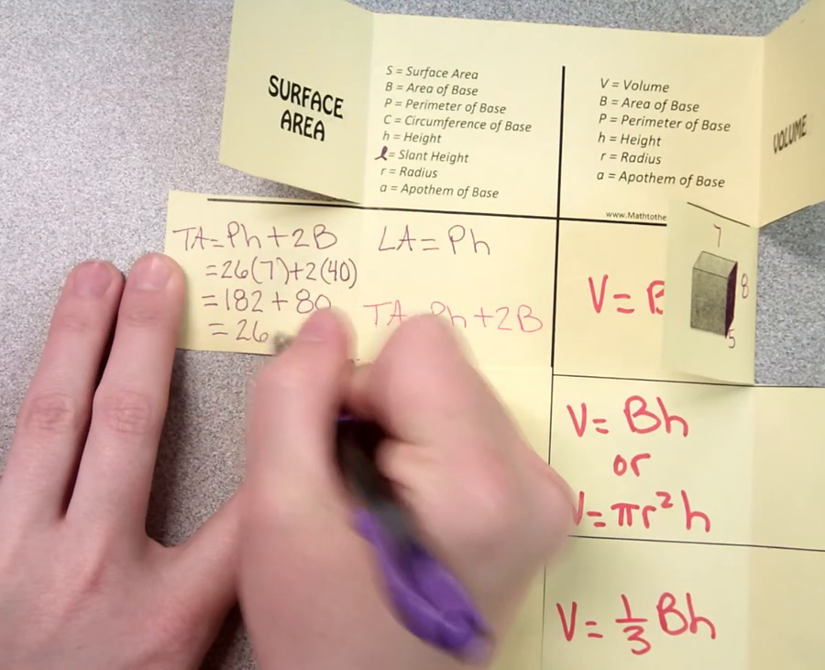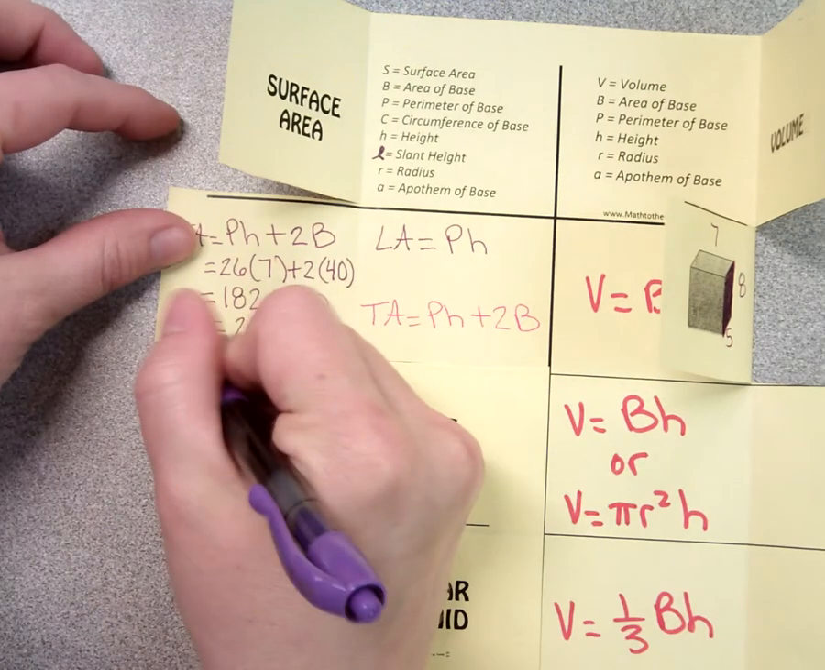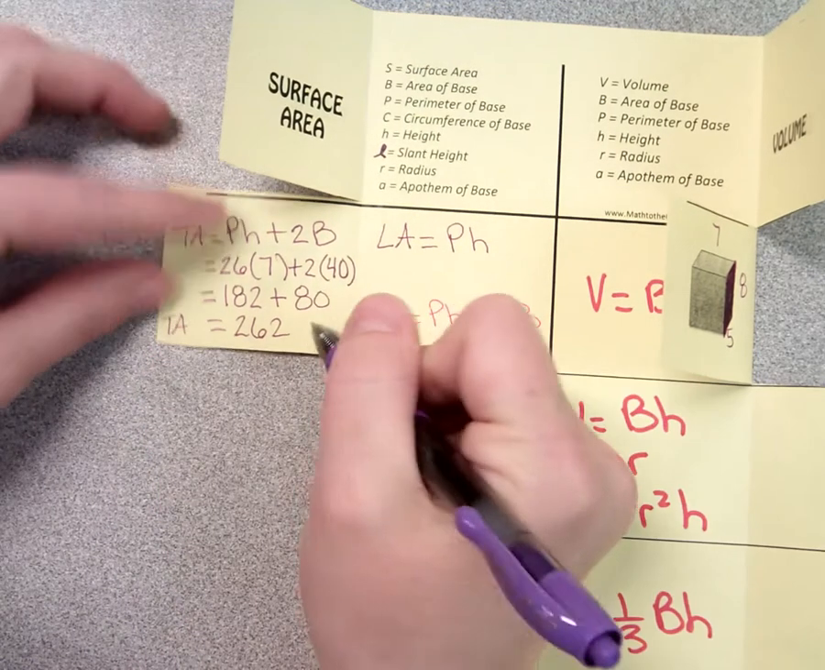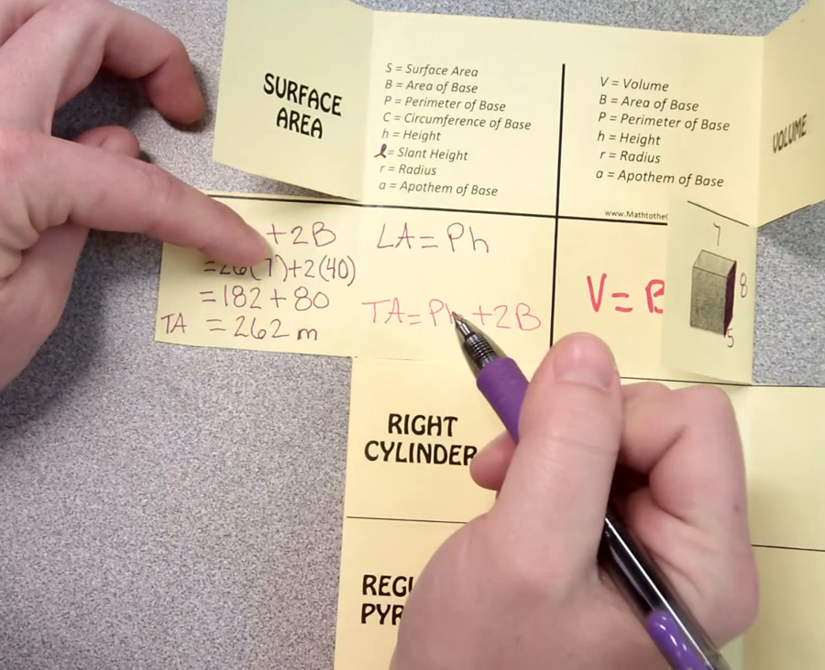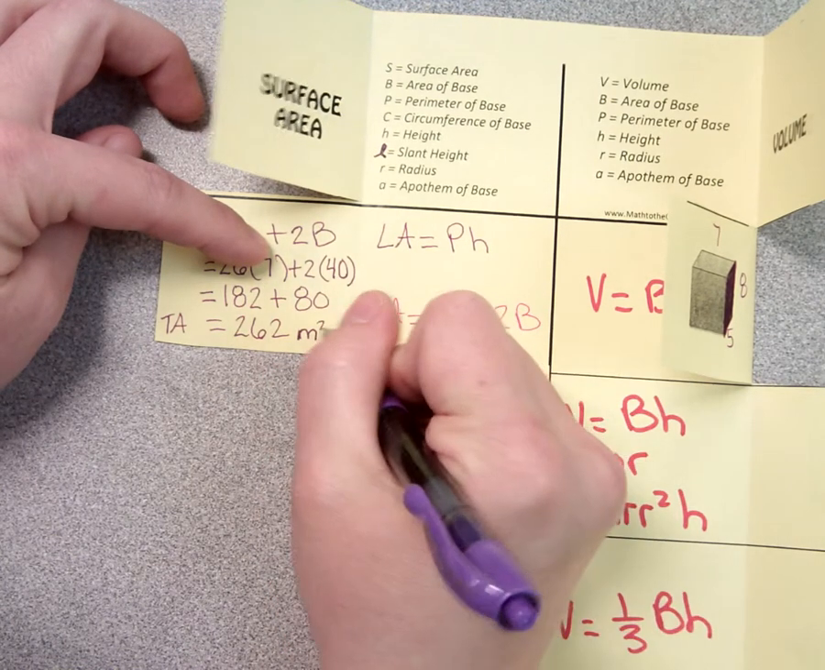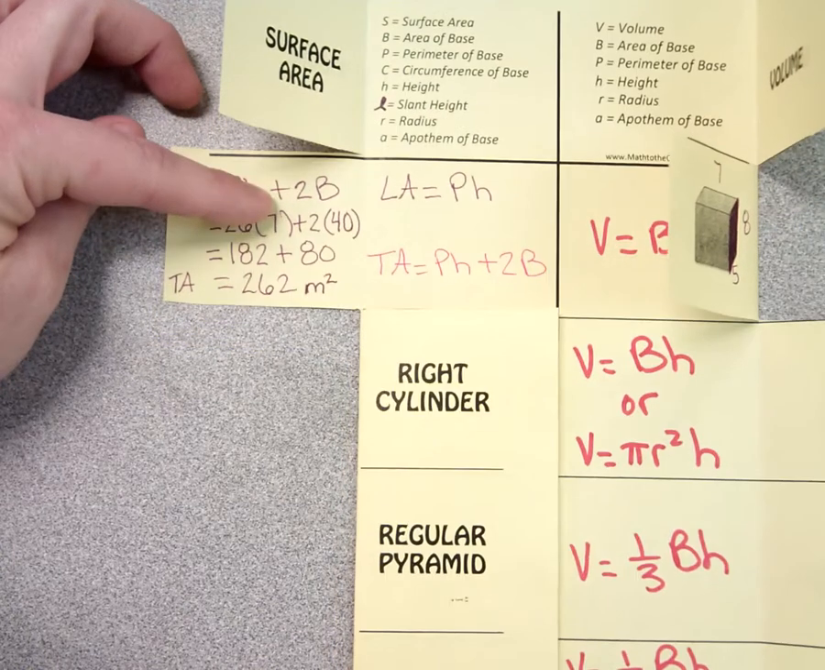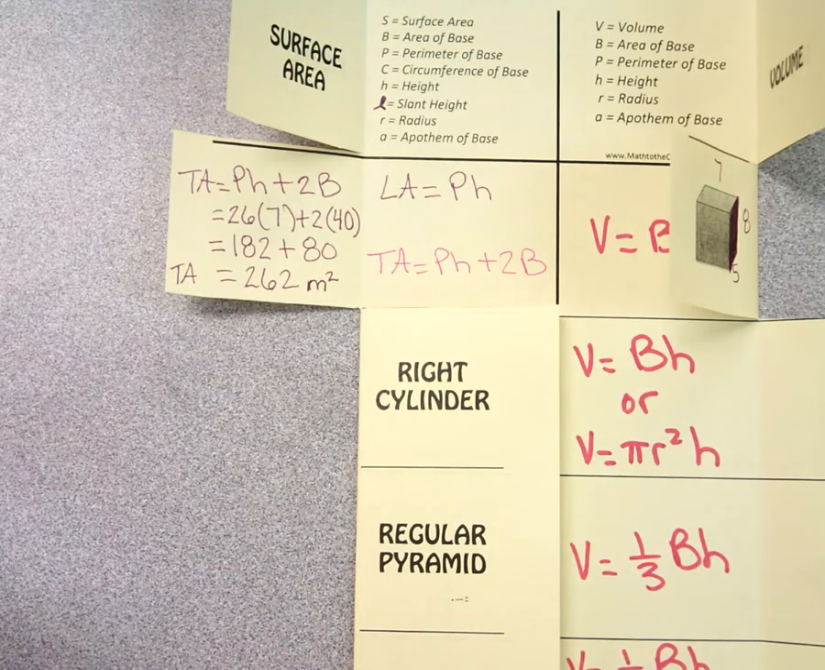262. And that would be the total surface area. Let me just give it a unit. I'm just going to say meters. Do you know what I would say? I would say meters squared. So surface area and area are always in square units.